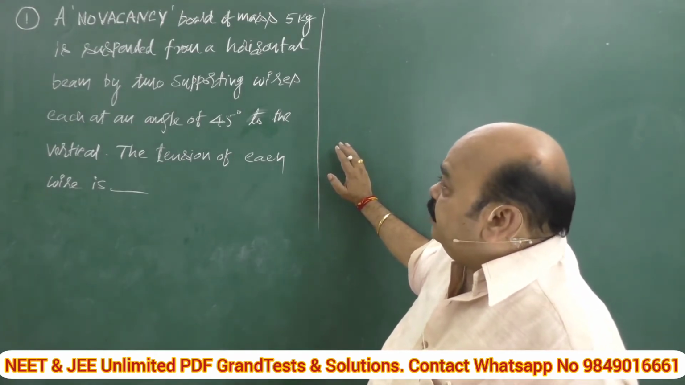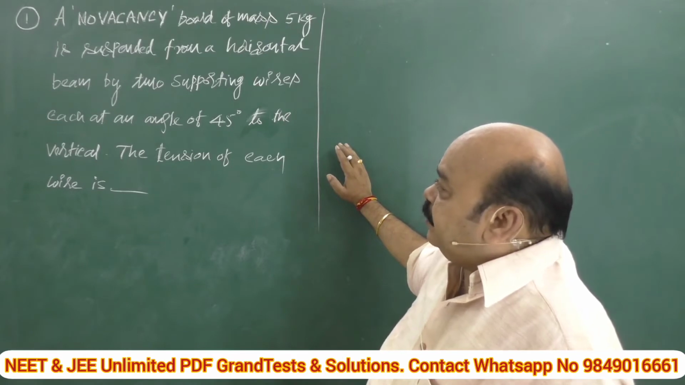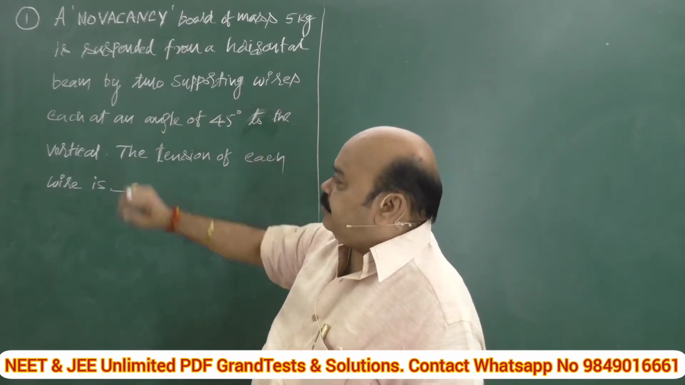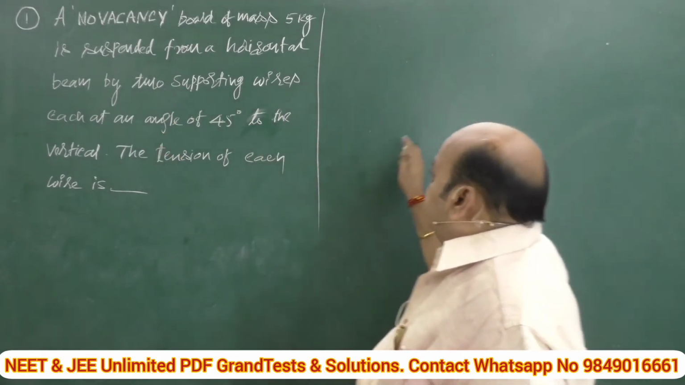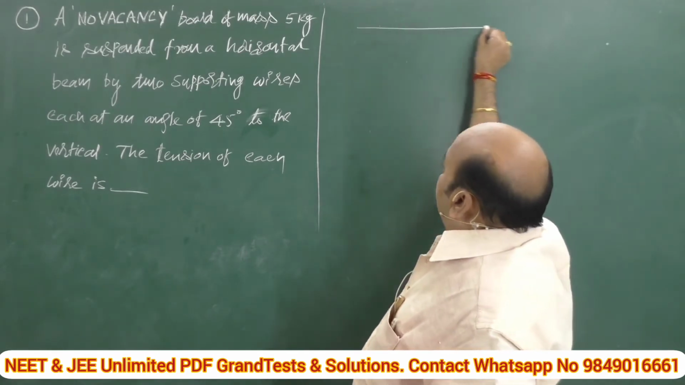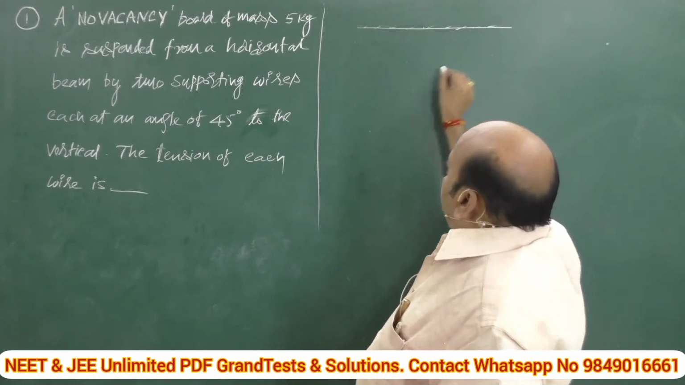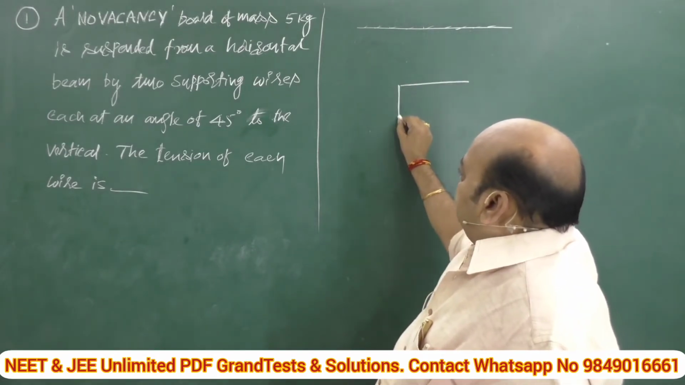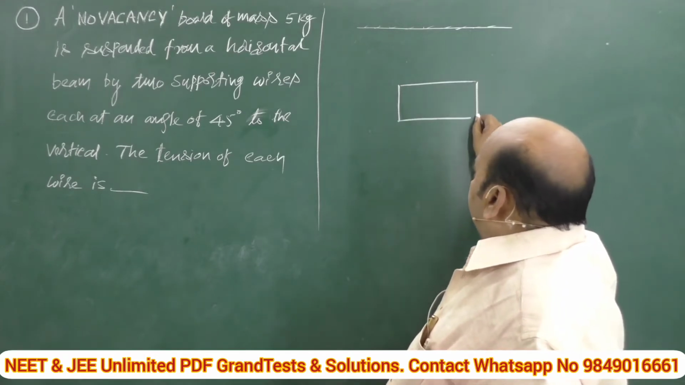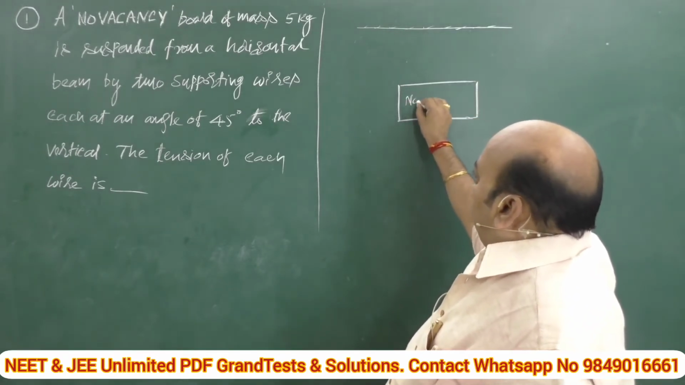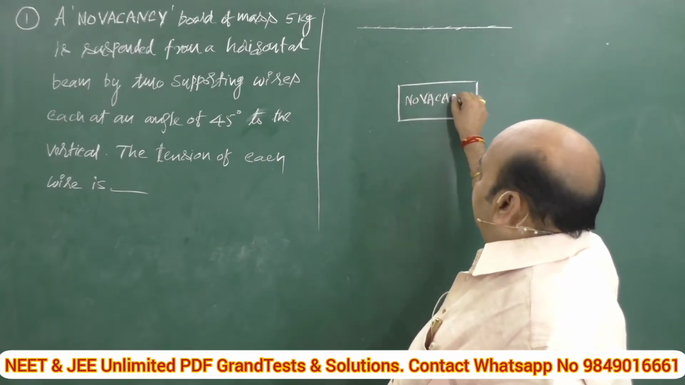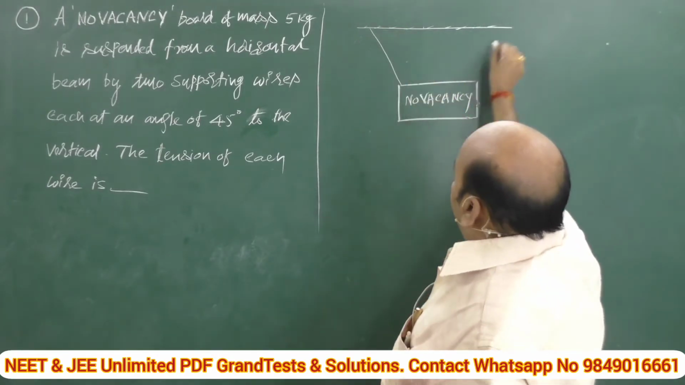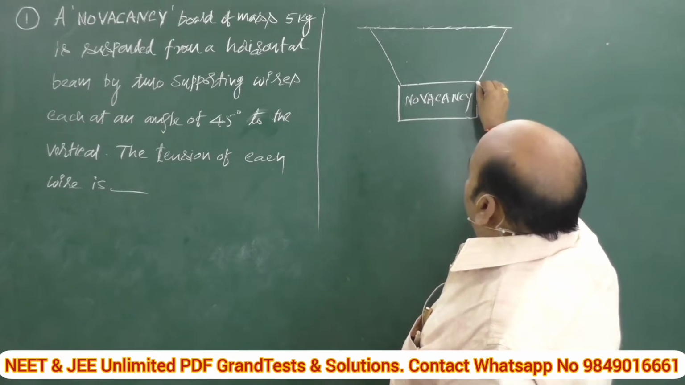A no vacancy board of mass 5 kg is suspended from a horizontal beam by two supporting wires. That means this is the situation: it is a horizontal rod. From this horizontal rod, this is a no vacancy board. It is suspended by means of two strings. How is it suspended? By means of two strings. This is one and this one is another.